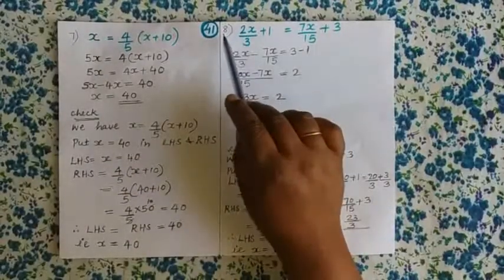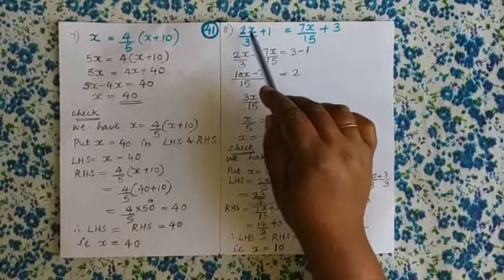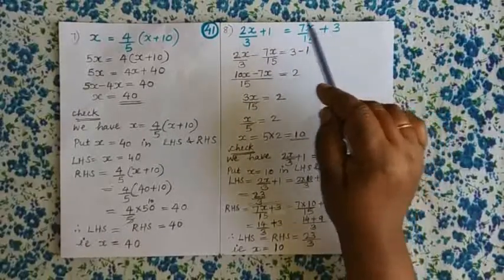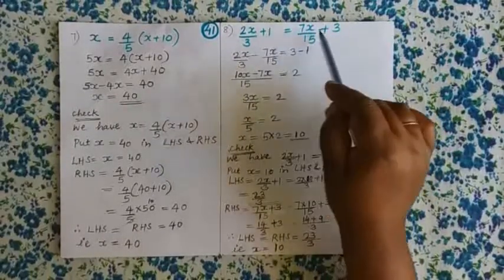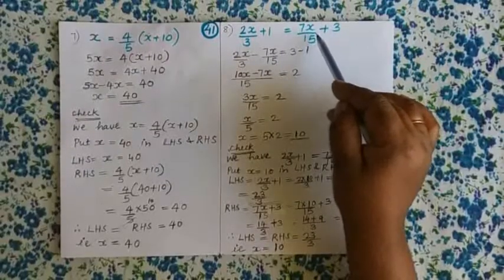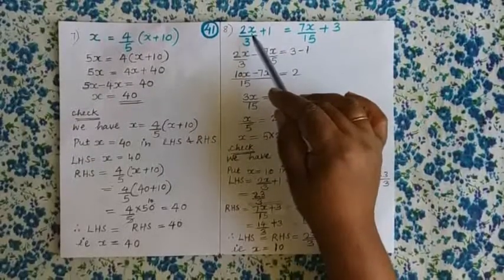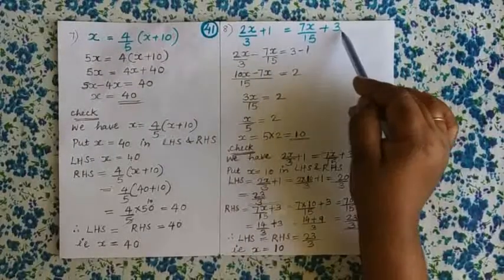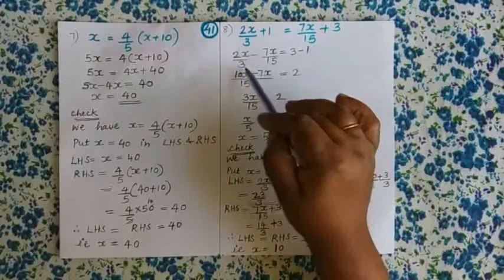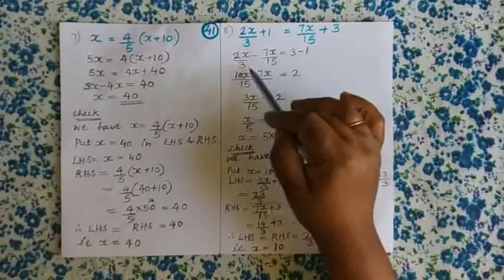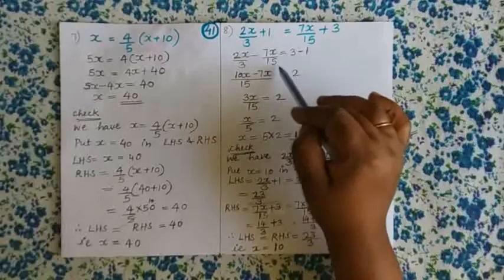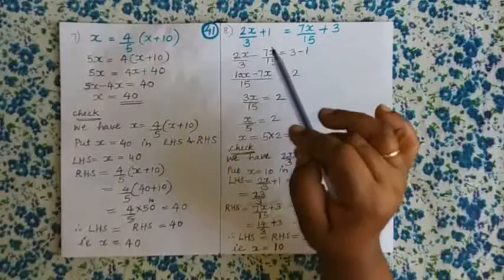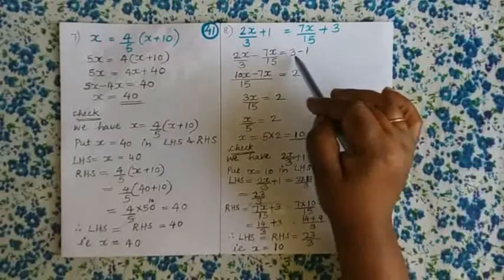Now let us do the 8th question. The question is 2x by 3 plus 1 is equal to 7x by 15 plus 3. We can see LHS and RHS both sides have variables. That variable we are keeping on one side. So what will happen? 2x by 3 minus 7x by 15 is equal to 3 minus 1. Now here in the LHS part, if you see, denominators are different. So we have to take the LCM. What is the LCM of 3 and 15? 15. 15 divided by 3 is 5. 5 into 2x is 10x. Minus 7x.